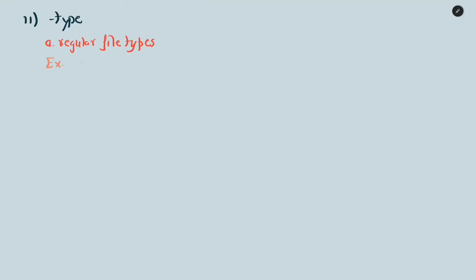Example, find in the current directory, type f. This command will search all the regular files starting from the current directory. And in case I want to find a file called manish.java, I can use the following expression.